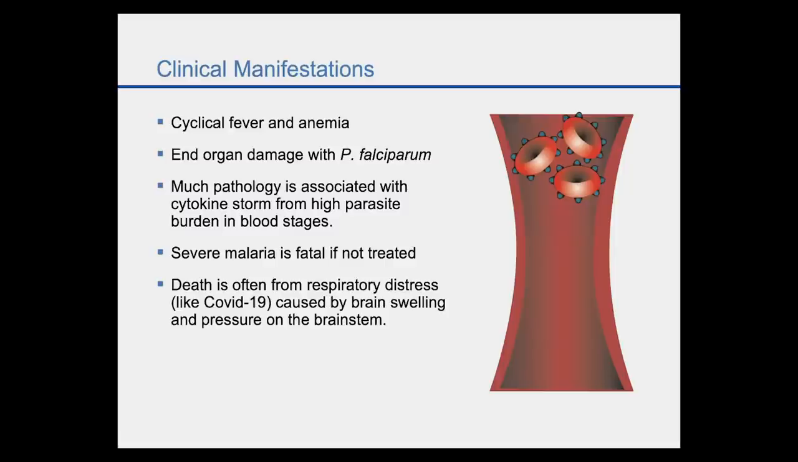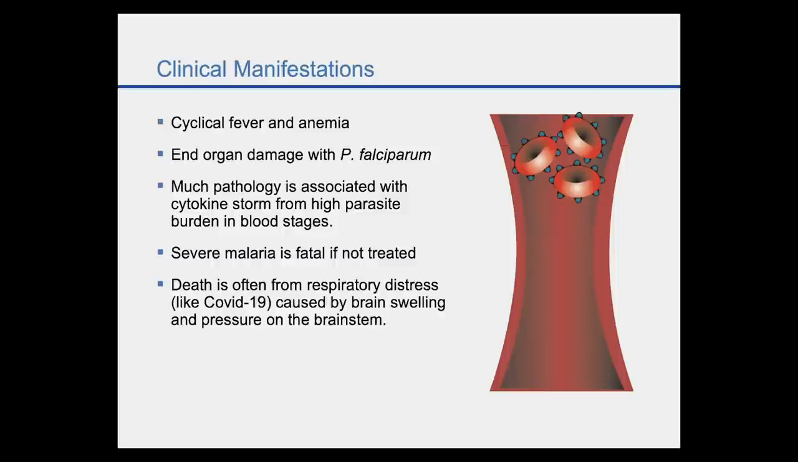Malaria, when you get it, can be very, very nasty. The most typical symptoms are a cyclical fever and anemia, but you can also get end organ damage, especially with Plasmodium falciparum. Much of the pathology is associated with a cytokine storm that comes from the high parasite burden in the blood stages. And if you aren't treated and if you haven't been exposed to malaria before, malaria can often be fatal.